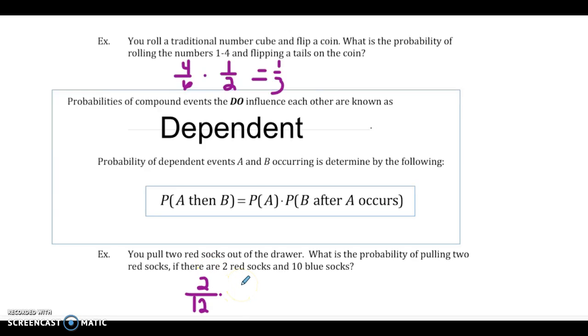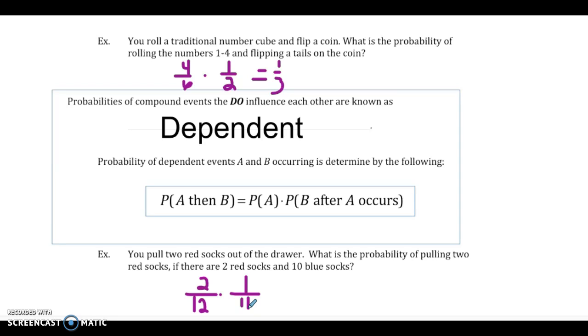However, the next event, that second event, now let's suppose that we got our red sock. How many socks are left in the drawer? Well, there's only 11 socks left in the drawer because you pulled 1 sock out already, and we're going to assume we got what we wanted. And so there's only 1 red sock left, and there's only 11 socks in total left in the drawer. So that's going to be a dependent event. Sometimes we refer to independent and dependent as with replacement, which means you put that sock back in there, or without replacement, where you don't put that sock back in there.